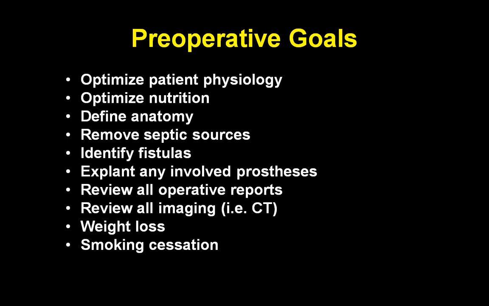Review all the operative reports for the previous surgery, the type of suture materials used, the type of complications that the patient had, and how the hernia developed. Review all the imaging, including CT and MRI, which may give you an idea of where the muscles are and what the position of the muscles is. Weight loss, and another thing, smoking cessation, is very important. All these pre-operative goals have to be achieved if a successful surgery is to be contemplated.